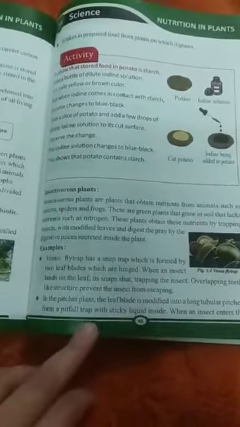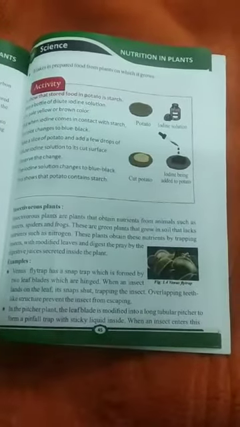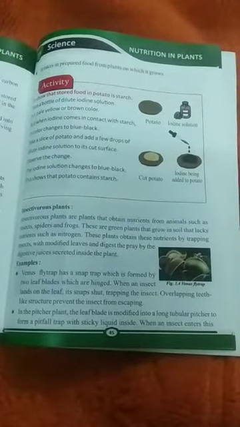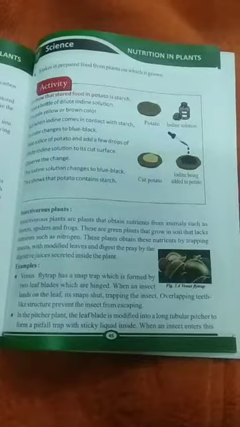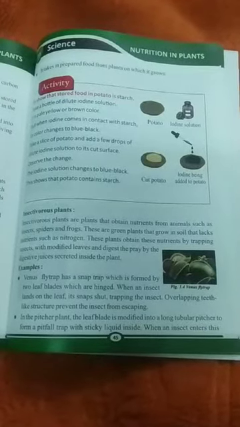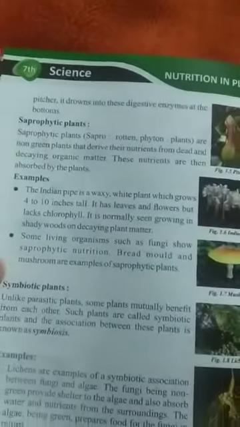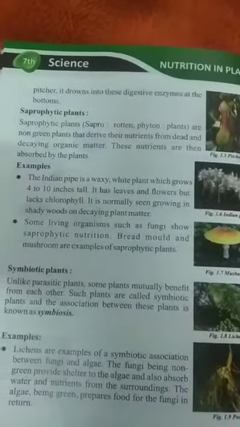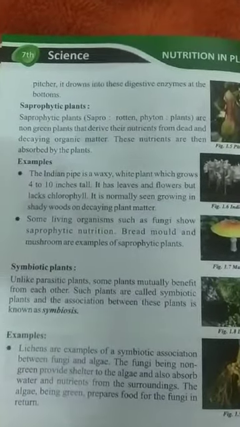Then the second one is the pitcher plant. The leaf blade is modified into a long tubular pitcher to form a pitfall trap with sticky liquid inside. When an insect enters the pitcher, it is drawn into the digestive enzymes at the bottom.